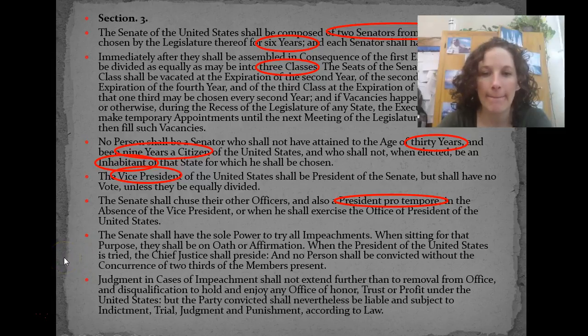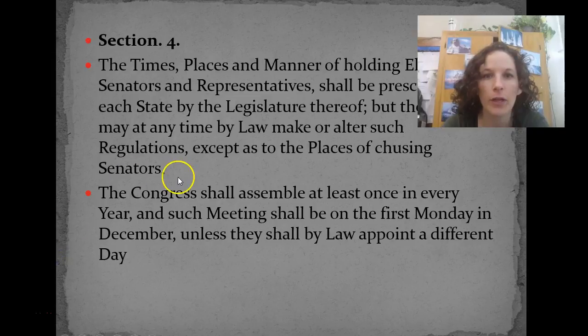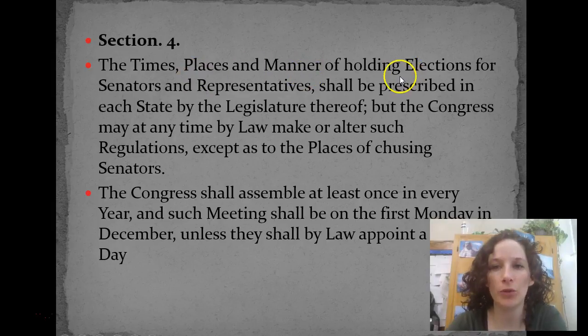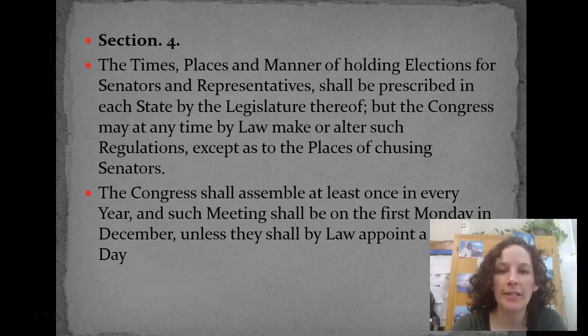All right, next section, Section 4. What I wanted to point out with Section 4 is that when it comes to elections, rules about elections, times, places, and manner of holding elections for senators and representatives, it is set up by each state legislature. So to the side, I want to note here that this tells us state governments determine really the rules and procedures for their own elections.